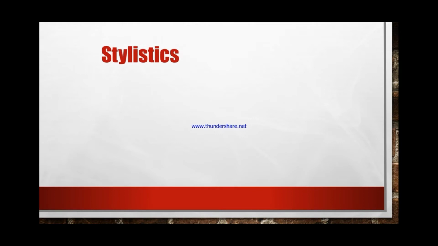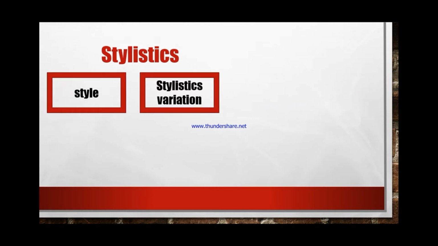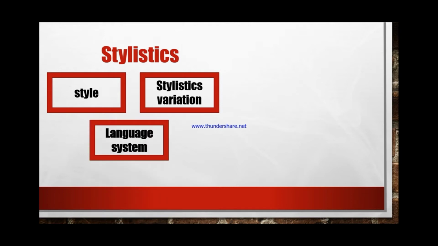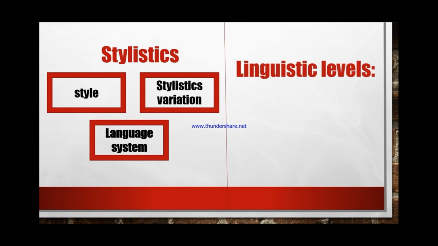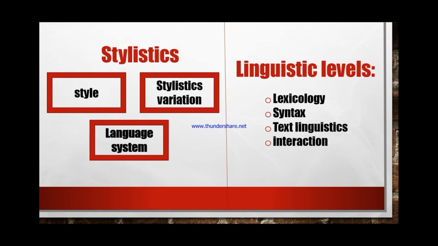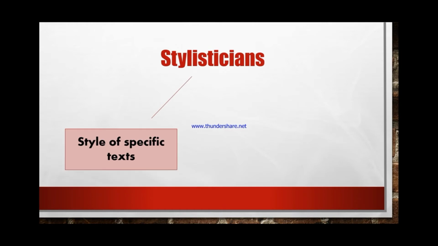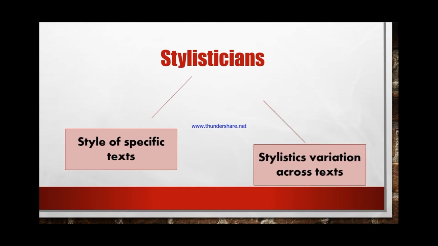The concept of style and stylistic variation in language rests on the general assumption that within the language system, the same context can be encoded in more than one linguistic form. And these are the linguistic levels: lexicology, syntax, text linguistics, and interaction. Stylisticians analyze both the style of specific texts and stylistic variation across texts.